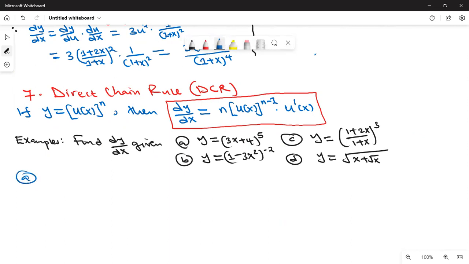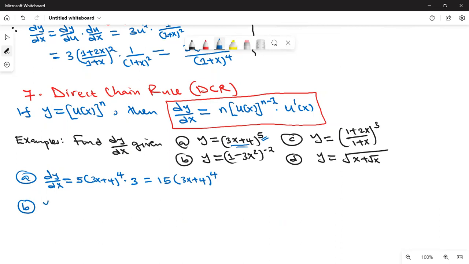So in part A, we are going to start by differentiating the power, which is 5. So you write dy dx will be equal to, bring down the power, that is 5. Then the power will be less by 1. So 3x plus 4 raised to 4, 5 minus 1 is 4. Then times derivative of 3x plus 4, which is 3. And so the result here is 15 times 3x plus 4 raised to 4. That's what we have.